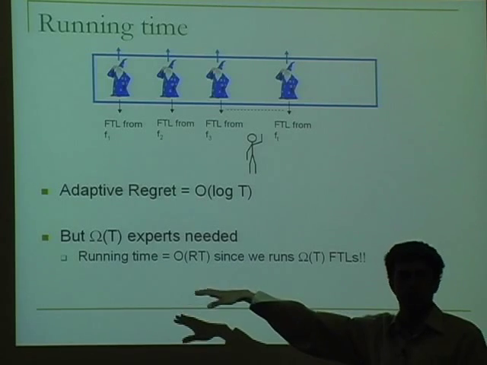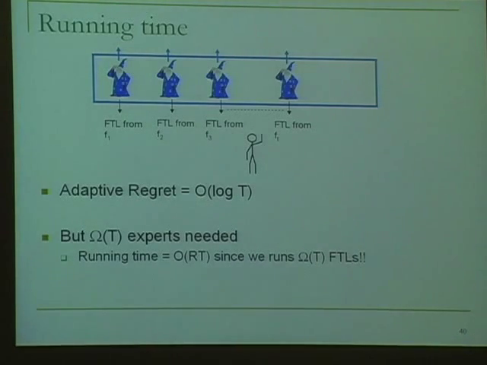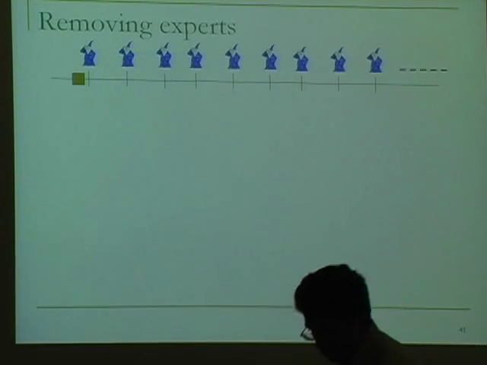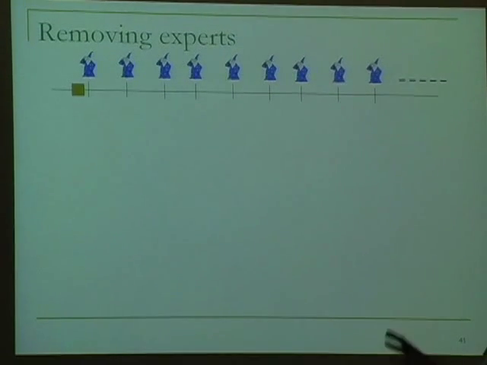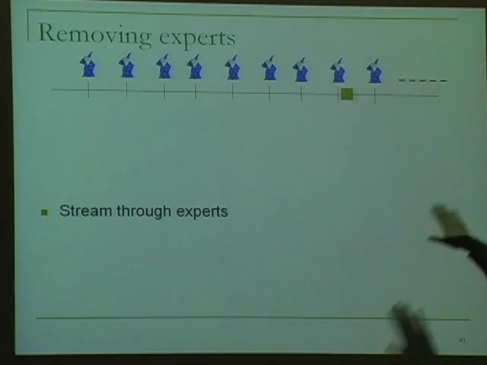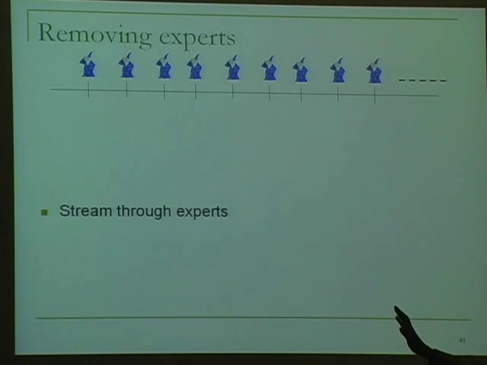Problem is, you're using too many experts. So it's a highly inefficient algorithm because you need t experts in the worst case. So the question is, how do we actually cut down that running time? And that's where we use this interesting streaming trick. So let me first show you the best animation that I've got. Think of all the experts lined up over there, and we're streaming through the experts.